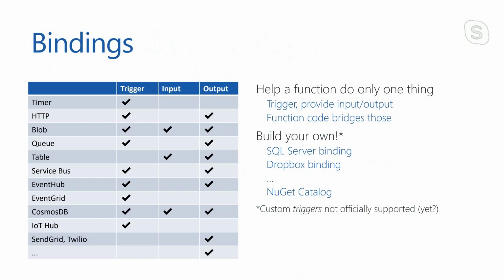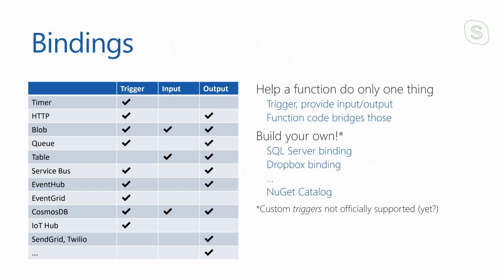You can build your own input and output bindings. I have seen SQL Server bindings. There's a Dropbox binding that I found out there. But we could also build our own custom trigger binding. And ideally, what I would want to do is remove all of that clutter from the code that I just showed you and simply write a trigger binding that reads from the NuGet catalog, and whenever a package appears, calls into my function and gives me a package that I can process.